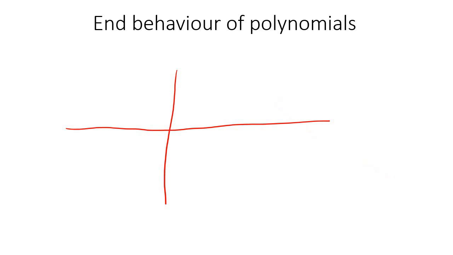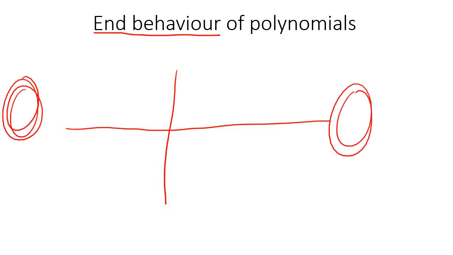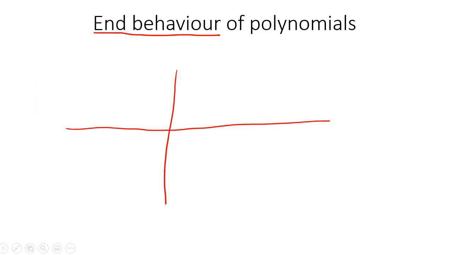Then we're going to do the same on the left. So we're going to look over here. Are we going to see, does the graph go up or does the graph go down? Pretty boring, right? But that's what we talk about when we say end behavior. We're talking about the end on this side and the end on this side. And there's an easy way to determine whether it goes up or whether it goes down.